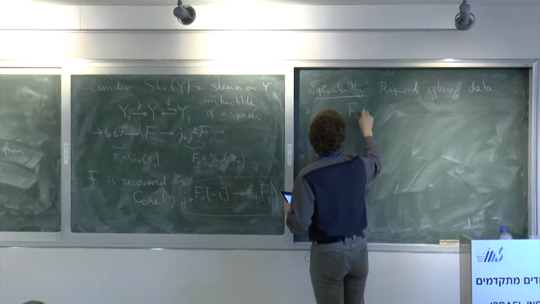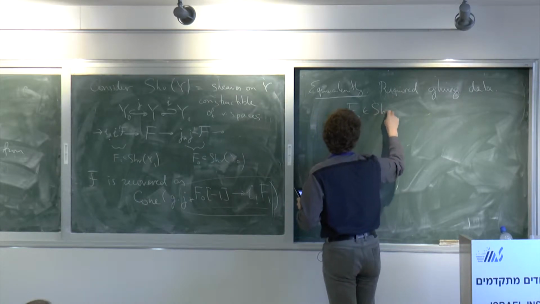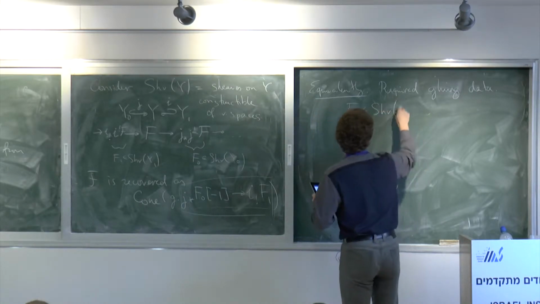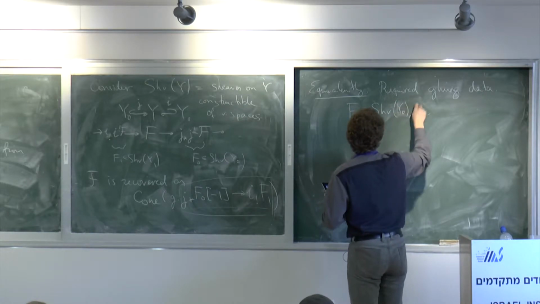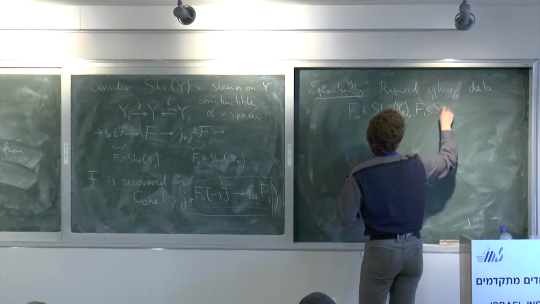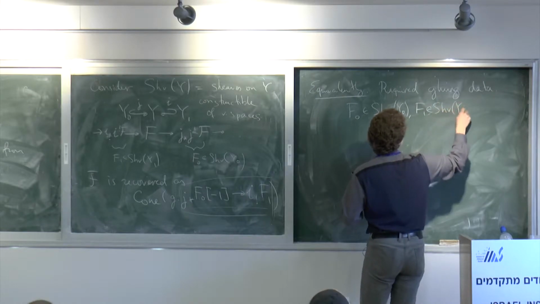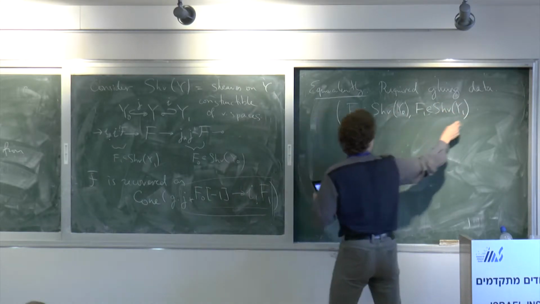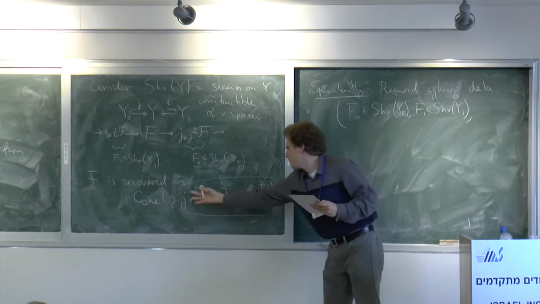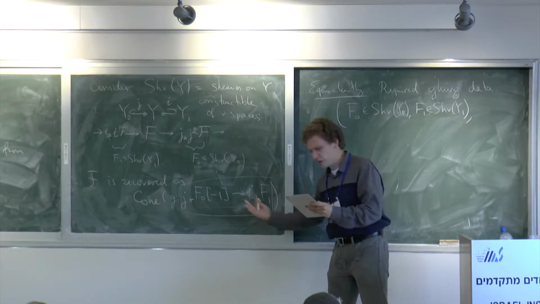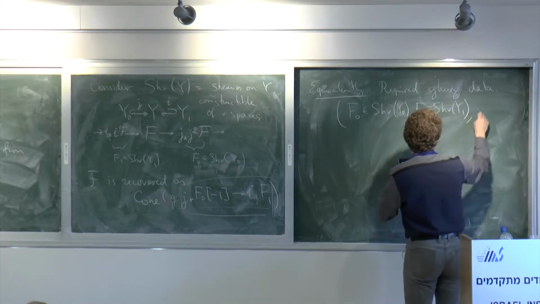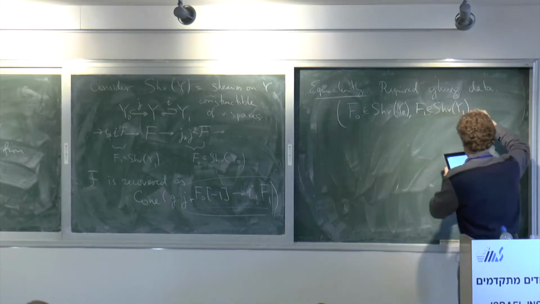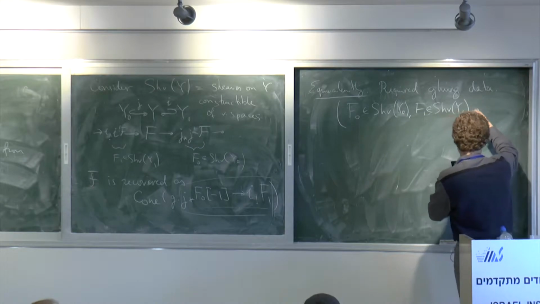So I need a sheaf on the open, sheaf on the closed, and somehow maybe I should call it an attaching map. So let me call it, which by adjunction can be rewritten as follows.